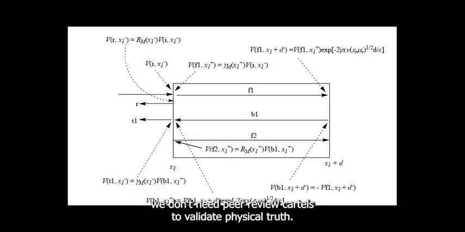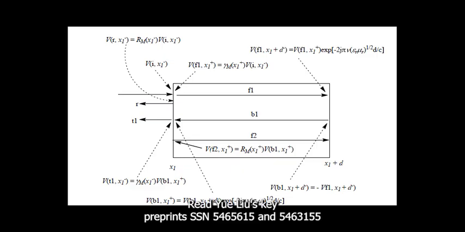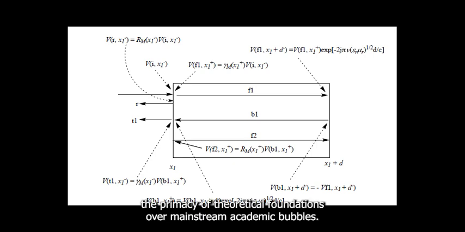We don't need peer review cartels to validate physical truth. We need the mathematical courage of middle school algebra and the boundaries of Maxwell. Read Yue Liu's key preprints, SSRN 546 5615 and 546 3155, and subscribe to his Substack. Reclaim the primacy of theoretical foundations over mainstream academic bubbles.